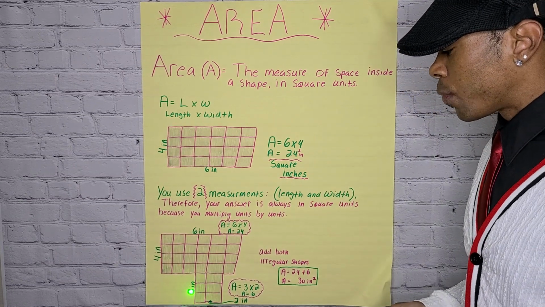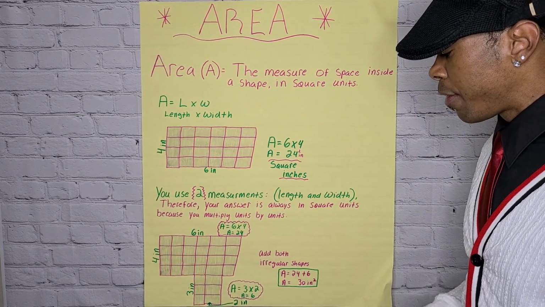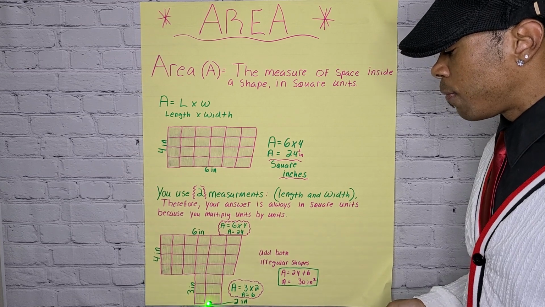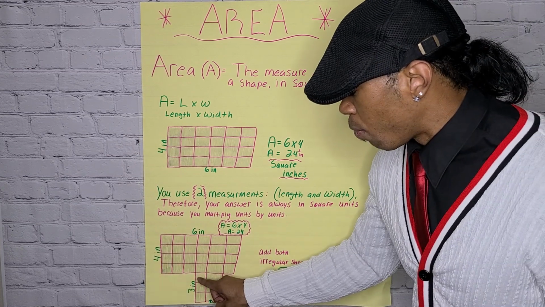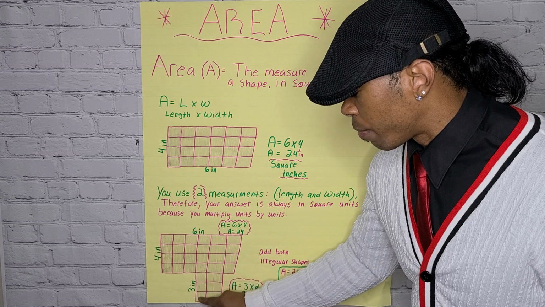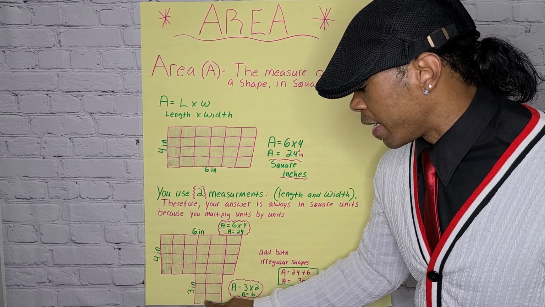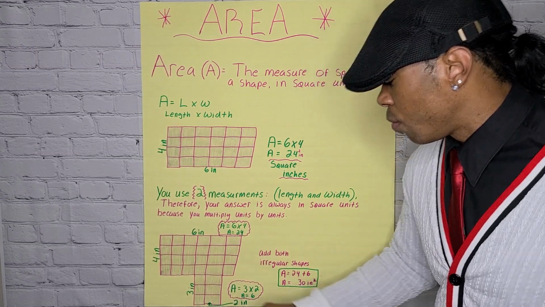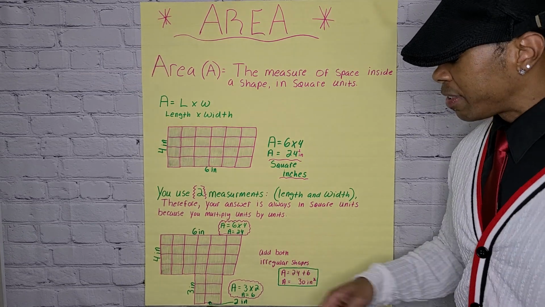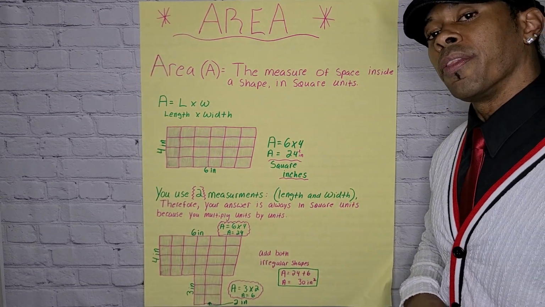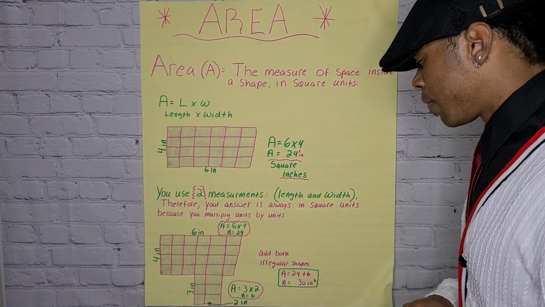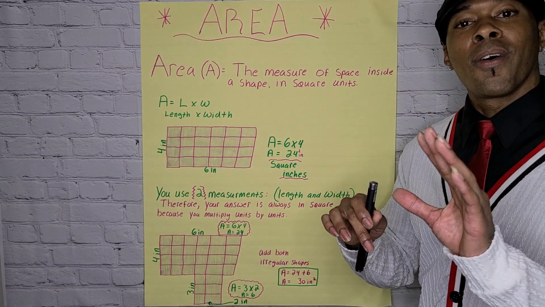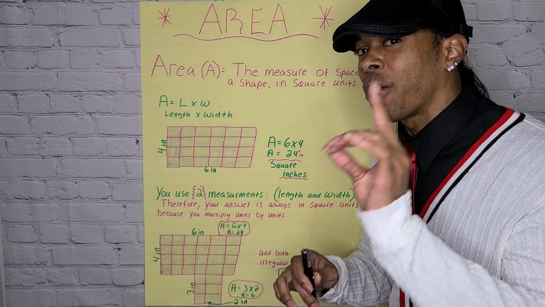Now right here we have 3 inches for the length, and then we have 2 inches for the width. See, 1, 2, 3, there's 3 inches. And then 1 and 2, that's 2 inches. 3 times 2 will give me the number 6. Now, I'm almost finished, but not quite.